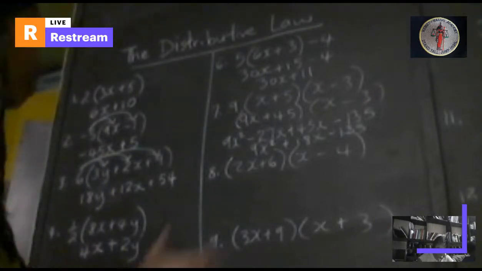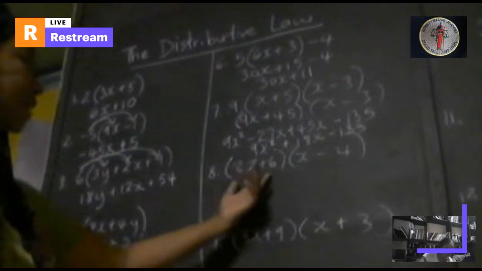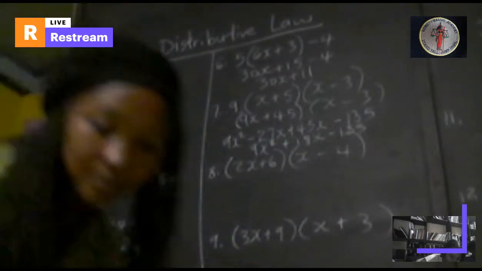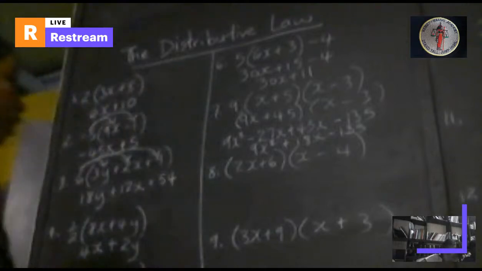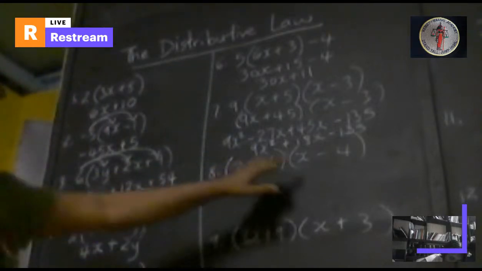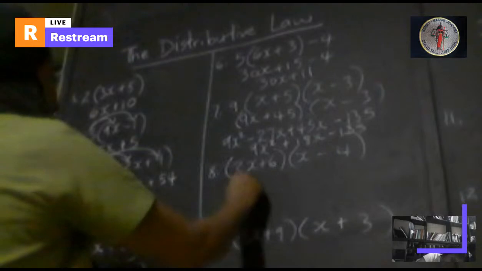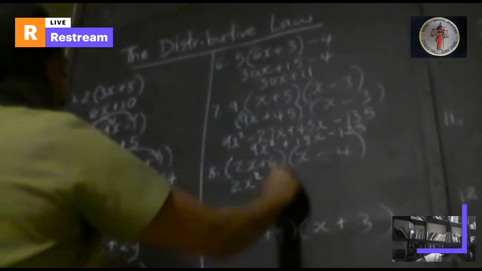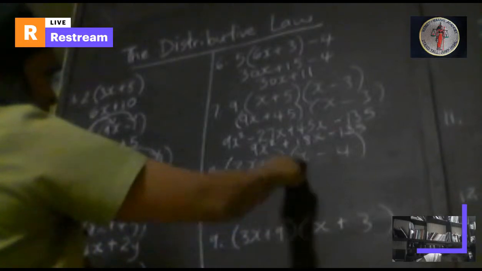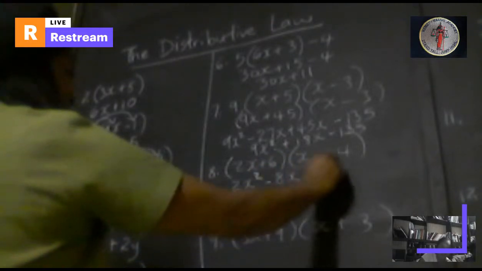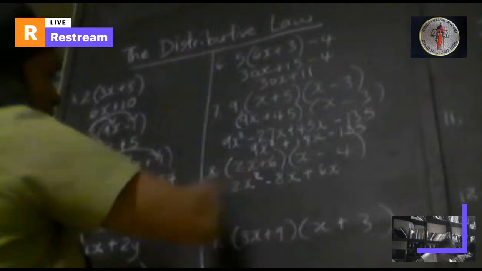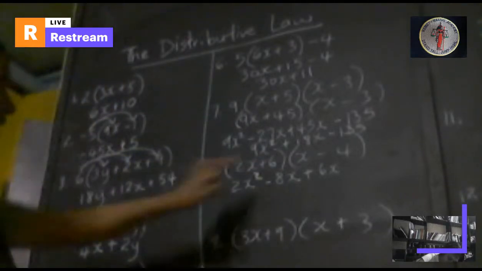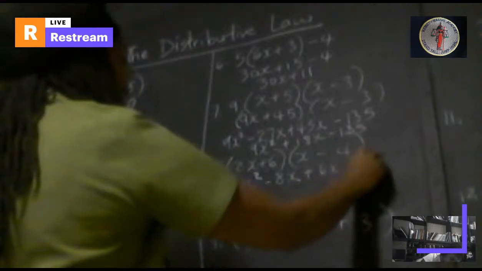Number 8, we have two brackets as well. We have 2x plus 6 in one bracket, x minus 4 in the other. So we're going to expand now. 2x times x is 2x squared, and 2x times negative 4 is negative 8x. 6 times x is positive 6x, and 6 times negative 4 is negative 24.